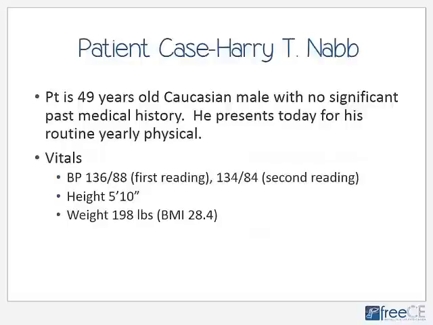To help us go through these recommendations, we're going to use a patient case. So I want to introduce you to our patient, Harry Nabb. This patient is a 49-year-old Caucasian male. He has no significant past medical history. He presents today for his routine yearly physical. His vitals are blood pressure 166/88 the first time it was taken, 134/84 the second time it was taken. He is 5'10" and he weighs 198 pounds. So we'll come back to some of this information as we go forward.